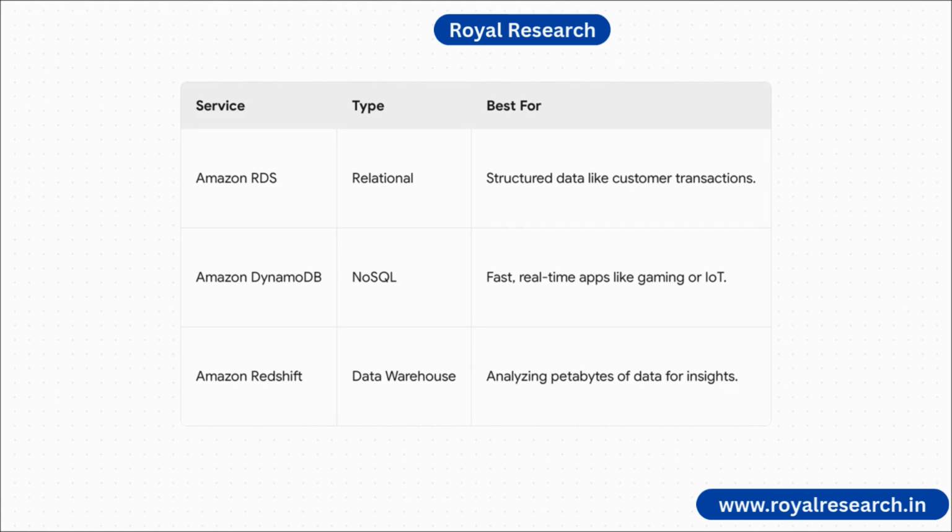If you have structured data, like customer orders, you'd probably use something like RDS. For a super fast, real-time app like a mobile game, you'd want DynamoDB. And if you need to analyze just mountains of data for business insights, that's what Redshift is for.